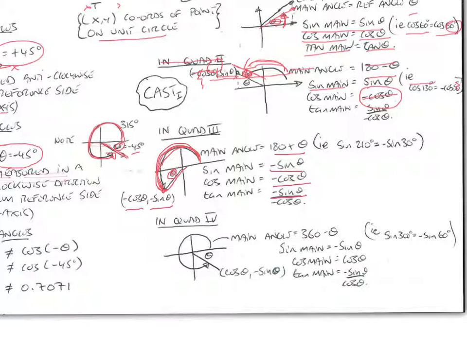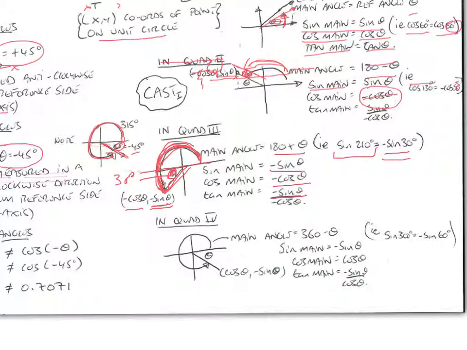So for example, if I was asked to find the sine of 210 degrees, then I would draw my 210 degrees, I would take 180 from that and realise that my reference angle here would be equal to 30 degrees, and I simply look to see that the sine of this main angle would be equal to minus sine 30 degrees.